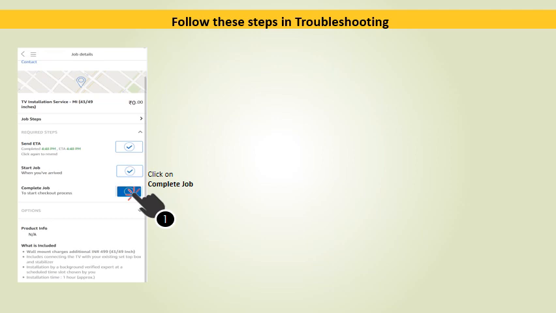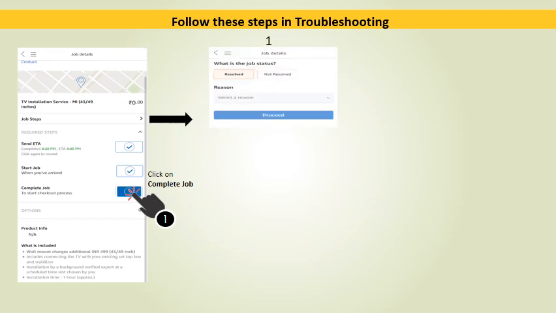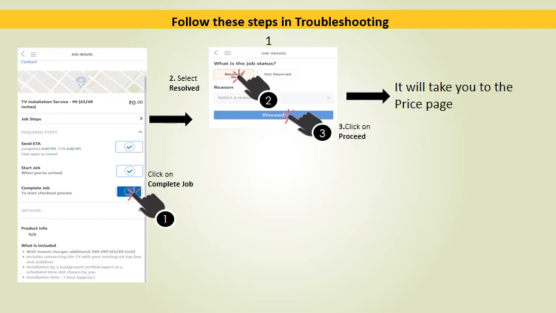In troubleshooting, once you have completed the service, click on Complete Job. You will see two options. One, Resolved, and two, Not Resolved. If you have resolved the issue, click Resolved and then below, click on Proceed. It will take you to the price page.